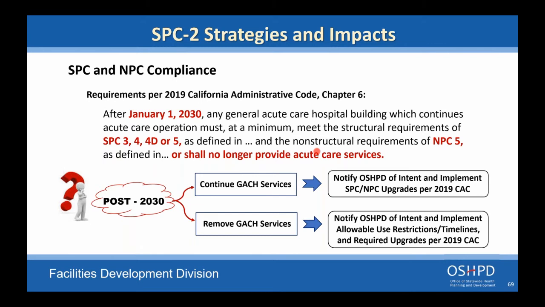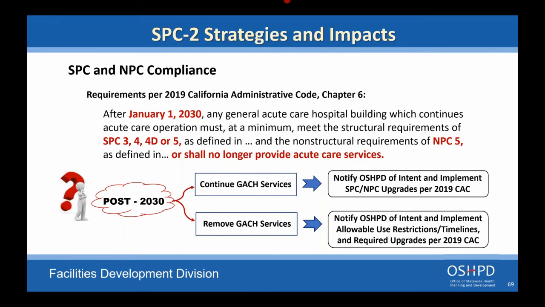To continue general acute care services beyond 2030, I'll go over some dates here on a slide coming up. You must notify OSHPD of the intent to upgrade. And if you're going to remove acute services, you also need to notify us that they will not be upgrading and will be removed from acute care service. And again, that's because there is some leniency allowed.